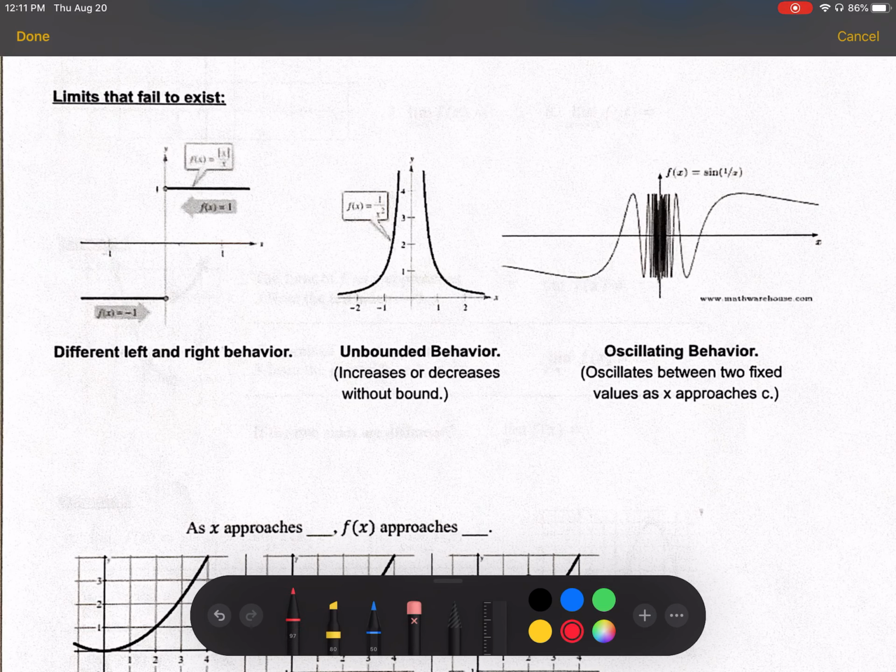Then we have unbounded behavior, so that's where both sides are trending to infinity and it's unbounded. And then the last thing would be oscillating behavior. So it's just oscillating between 2 fixed points forever. So you can't really get the same thing from the left and right side.